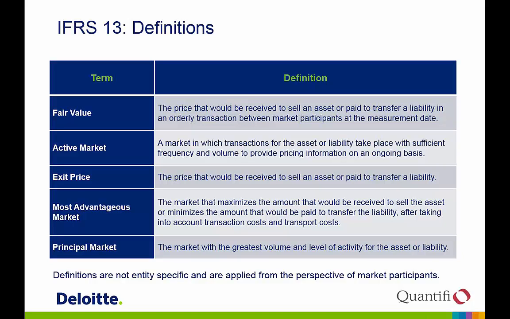The principal market is the market with the greatest volume and level of activity for assets or liabilities, and the most advantageous market is the market that maximizes the amount that would be received to sell the asset or minimizes the amount that would be paid to transfer the liability after taking into account transaction costs and transport costs. So to summarize, those definitions are not entity-specific, and they are applied from the perspective of market participants.